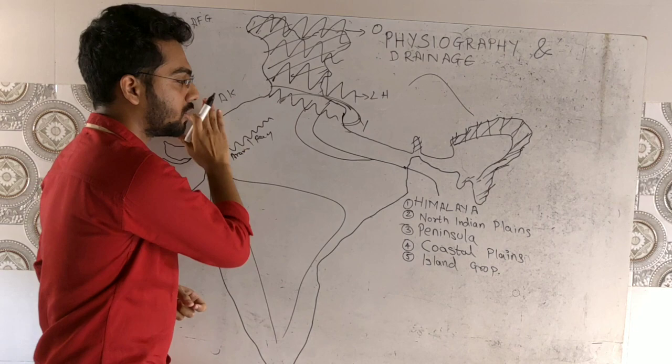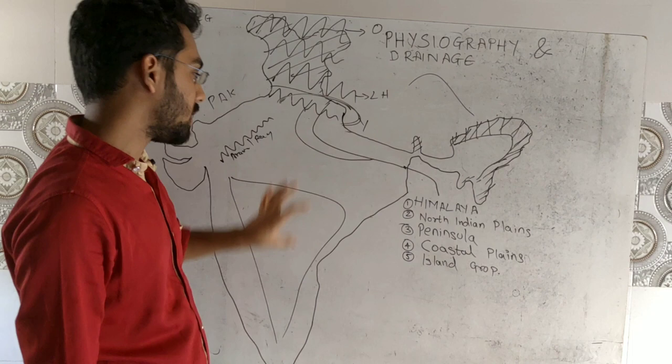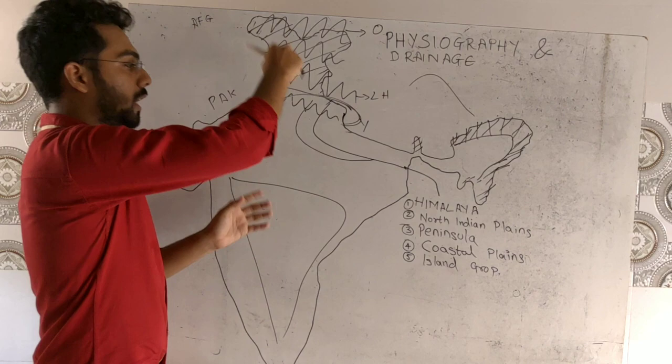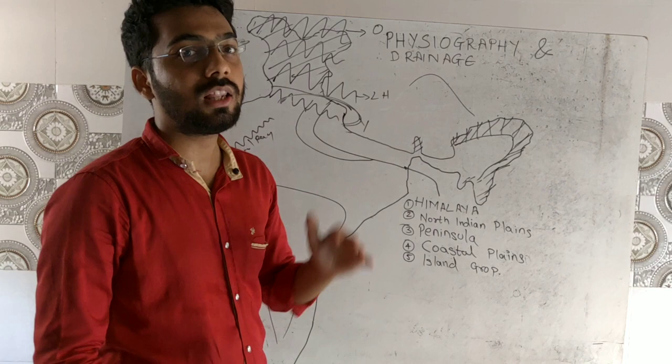So what is North Indian Plain? The area lying between the Himalayas and the peninsula, Himalaya aur peninsula, ye dono ke beech mein jo area hai usko kya bolenge? North Indian Plain. So the part lying between the Himalayas in the north and the peninsula in the south is known as North Indian Plain.